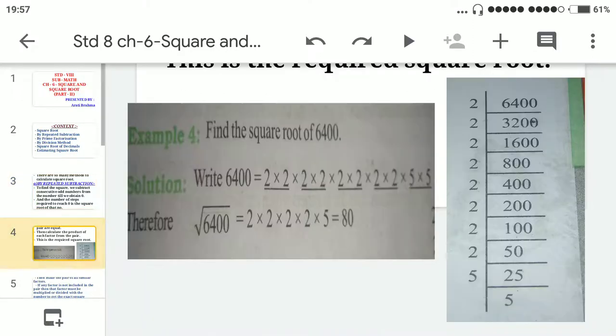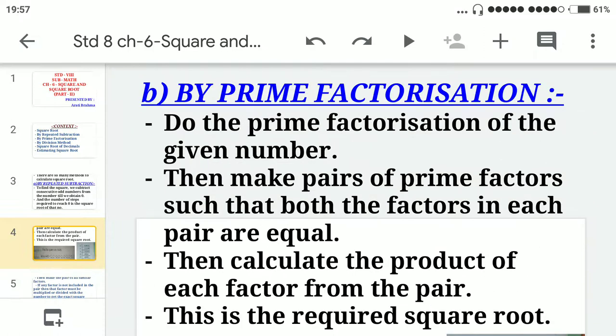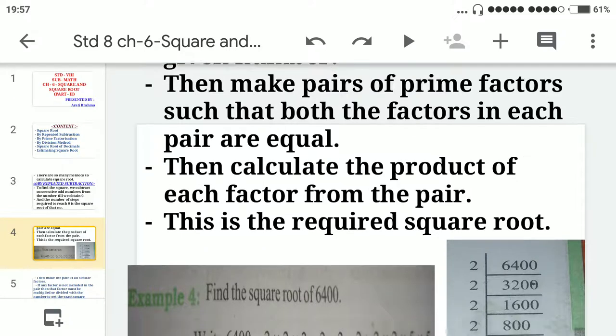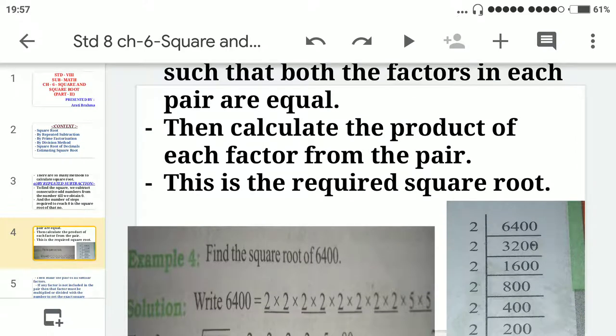So to avoid this problem we can go for the method of prime factorization. What do you mean by prime factorization? You already know how to do the prime factorization. Then make pairs of prime factors such that both factors in each pair are equal. That means first you calculate the prime factors, then you make pairs of equal factors. Then calculate the product of one factor from each pair. This is the required square root.